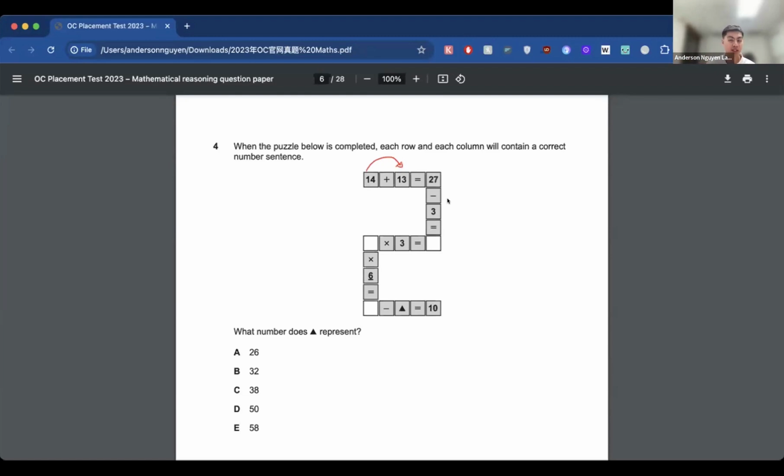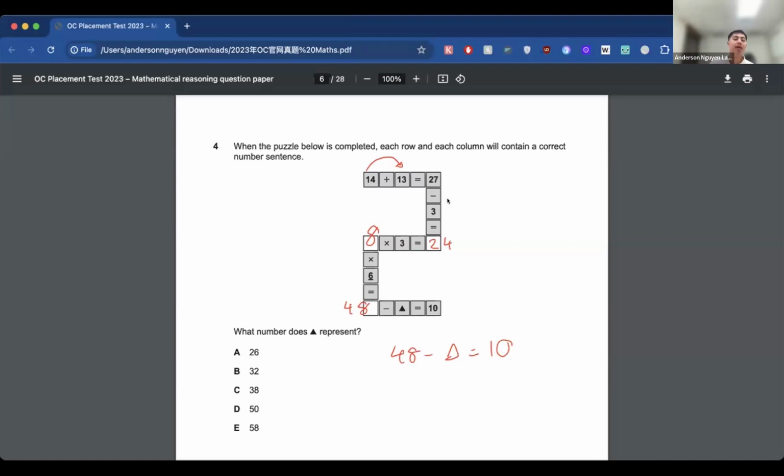So 14 plus 13 is 27. 27 minus 3 is 24. Then our next box times by 3 reaches 24, so look at your times tables. What times 3 gets 24? It's 8. 8 times 6 is 48. So now we see that 48, we take away a number from it, and it should give us 10.